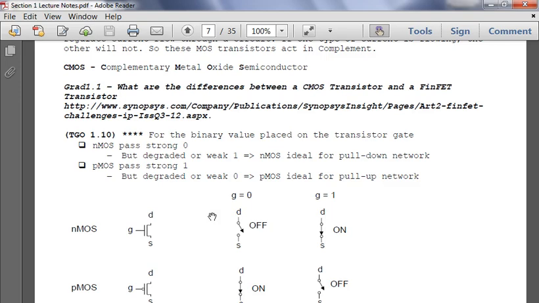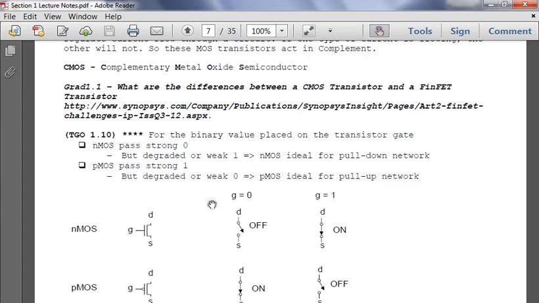But it's a degraded or weak 1, meaning if I put a 1 on the gate, it's going to push down the positive holes in the bulk, and it won't be able to create a channel. That's what we mean by degraded or weak 1. Which means that NMOS is ideal for the pull down network. Recall the PMOS and NMOS transistors in the inverter. The NMOS on the bottom is pulled down towards ground. PMOS is ideal for pull up towards the supply voltage. That's because it passes a strong 1. So PMOS is ideal for the pull up network. The idea is you put a 0 on it, it's going to flow through.